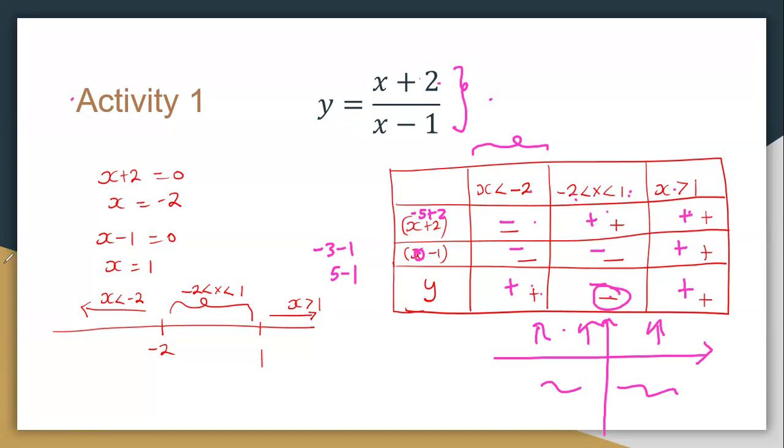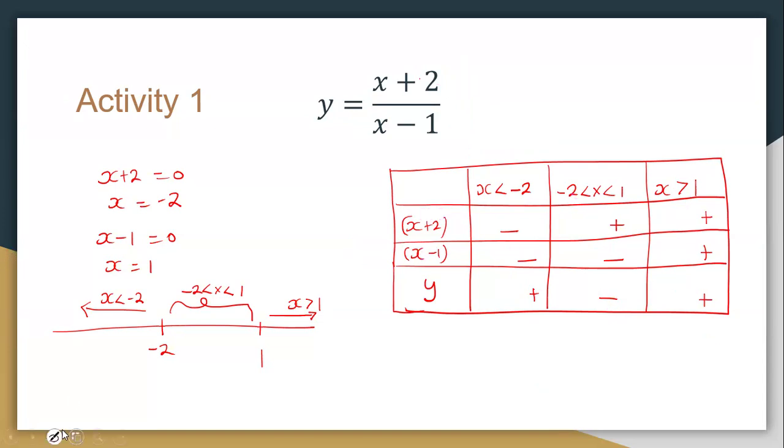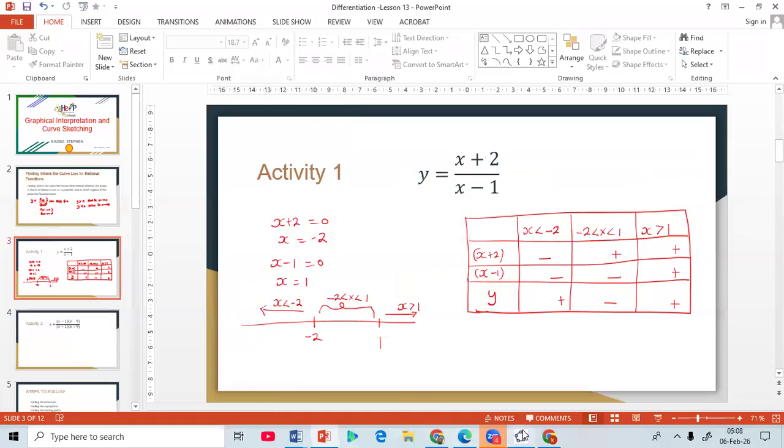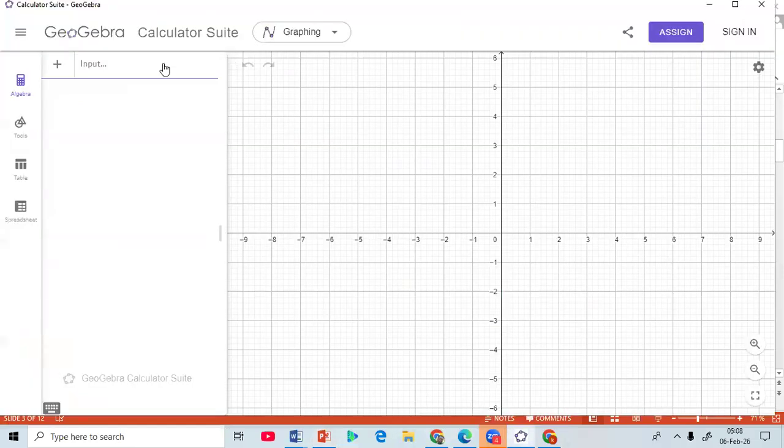Allow me to show you practically how this one will look like, and then you visualize how those curves will look like. So in case I come here, I want to plot that curve. When you plot that curve here, you're going to have y is equal to x plus 2 divided by x minus 1. What does that mean?